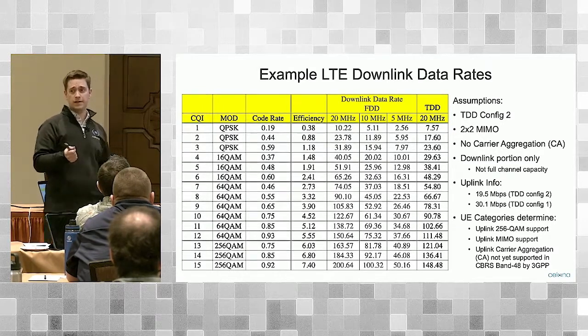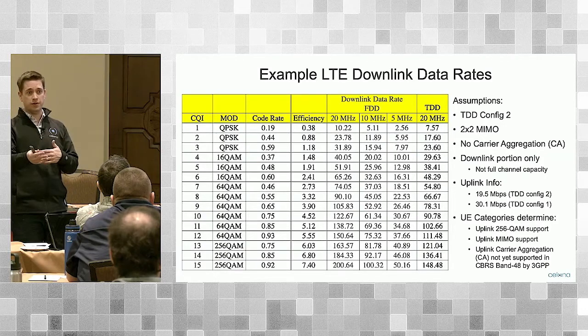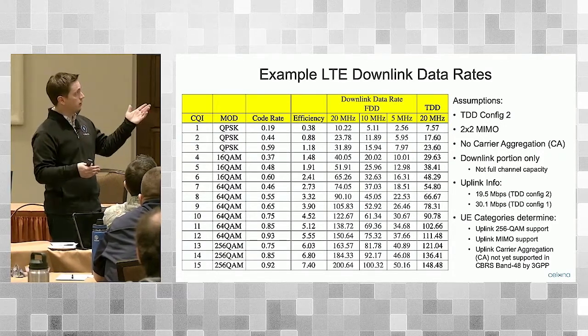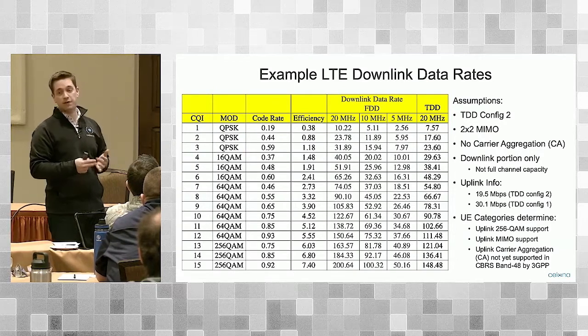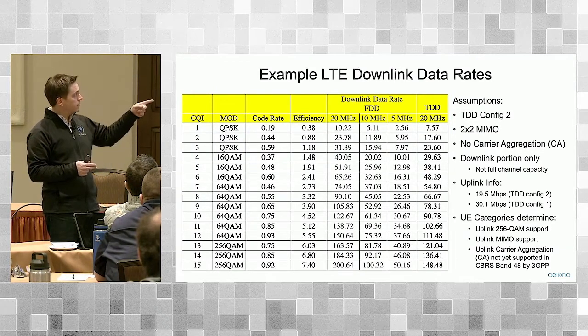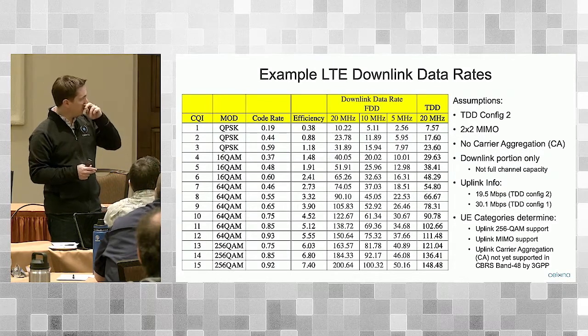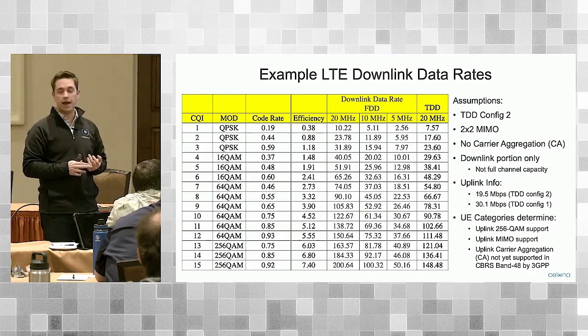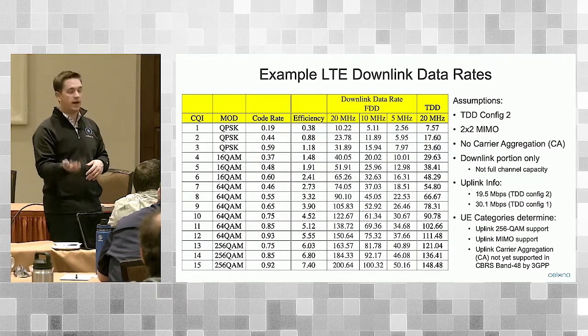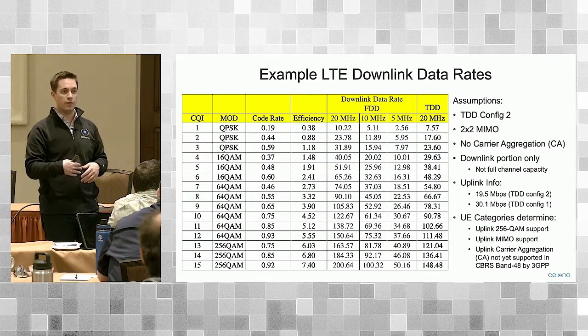That's not the full channel capacity because remember we've got the frame structure and the configuration profile weighted a certain way. So this is for 2x2 MIMO with config 2, which is weighted for downlink. If you added in the uplink for TDD config 2, I'd noted it over there on the right, it would be an additional 19.5 megabits or so uplink. So that's kind of your breakout. 148 down, 19.5 up in that config profile for that channel width.